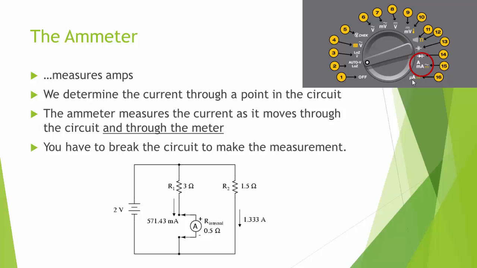So if we want to measure the current through resistor 1, we first have to break the circuit and then insert the ammeter, so that current that goes through R1 also has to go through the ammeter. The ammeter is designed to allow current to flow through without resisting it. Therefore, that current is what we would expect without the ammeter as well.